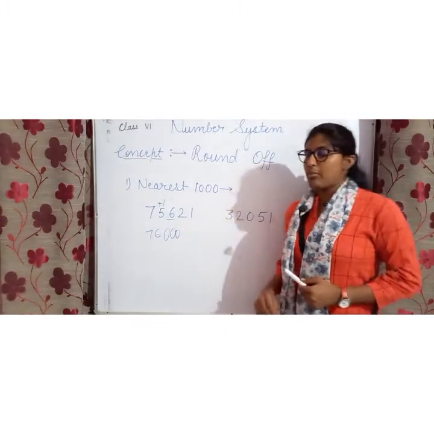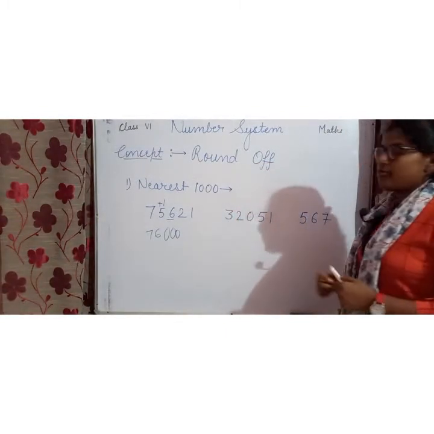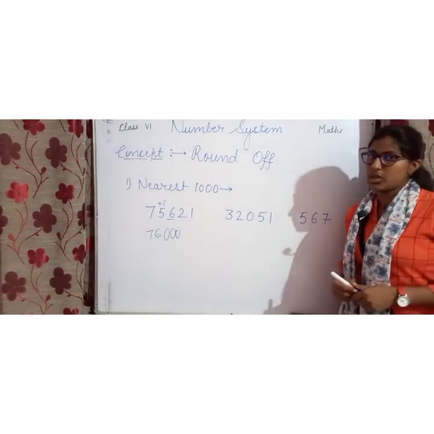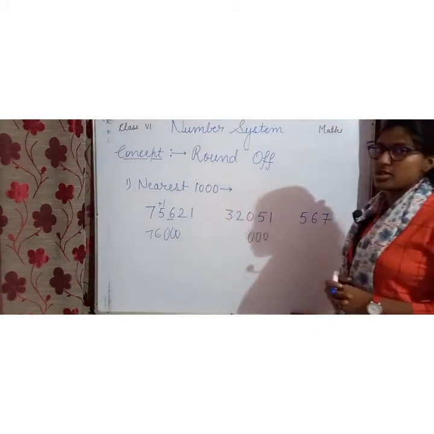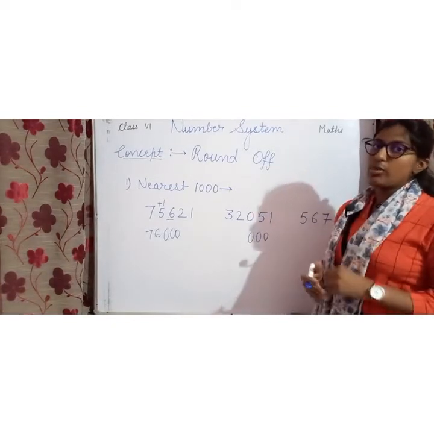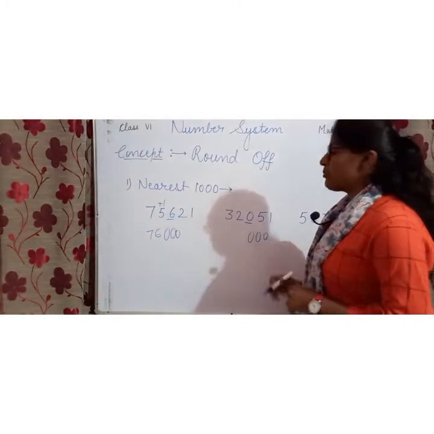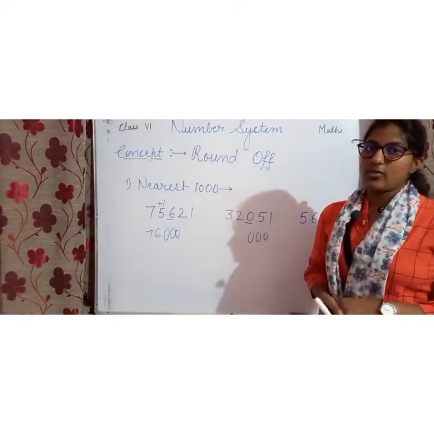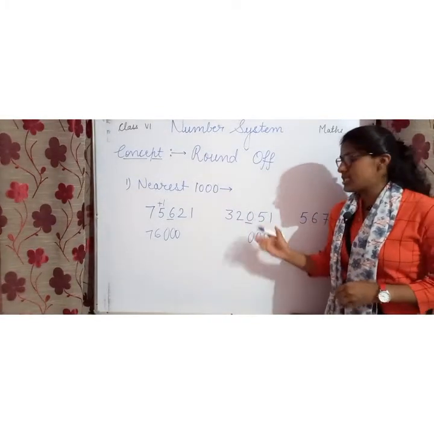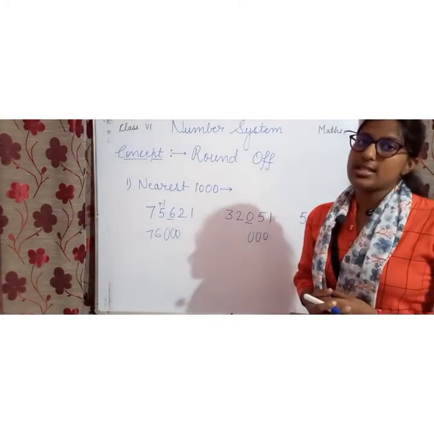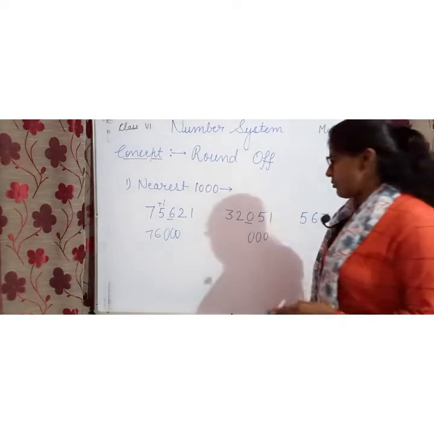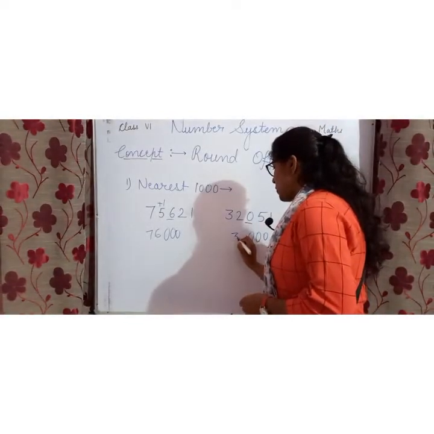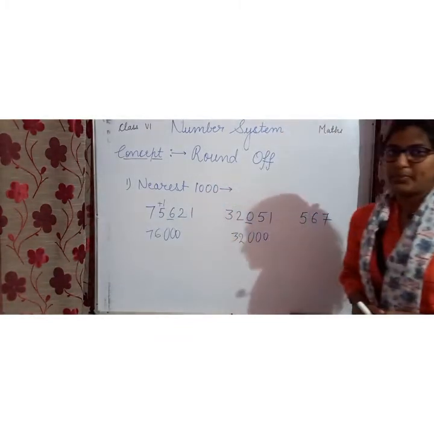Let's see the next example. 32,051. Now at the places of tens, 100 and ones we are putting zeros. Rule number 2, we will check whether the 100 place digit is lesser than 5 or greater than or equal to 5. You can see here that it is lesser than 5. So we will not make any kind of changes. The rest of the digits come as they are. So 32,000 is your answer.